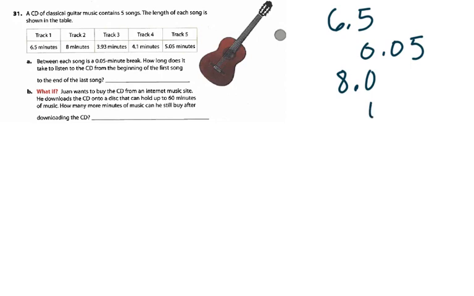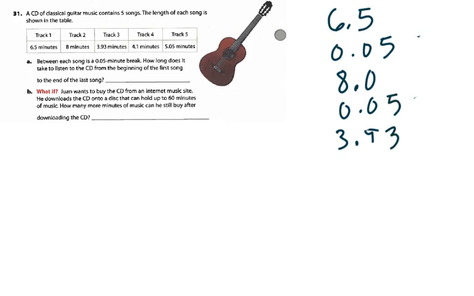And then there is that 5/100ths of a minute break. Then the next song is 3.93 minutes. Well, I'm just going to move that over so it is lined up. All right, let me fix this up. There we go. That's better. See, it's really, really important that you get these lined up by place value so you don't make any mistakes like that. There we go.